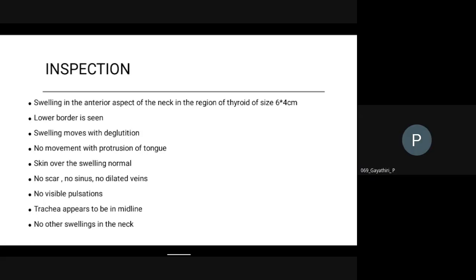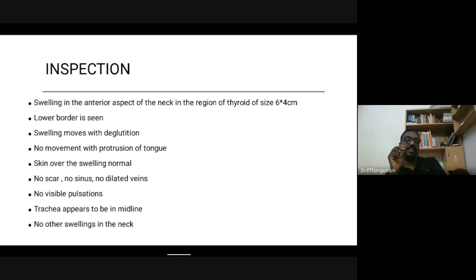You should try to put it in the proper way. A single swelling of butterfly shape is occupying the front of the neck, or anterior aspect of the neck. Like that, you start. Single or multiple, size, shape, and the surface, other things.